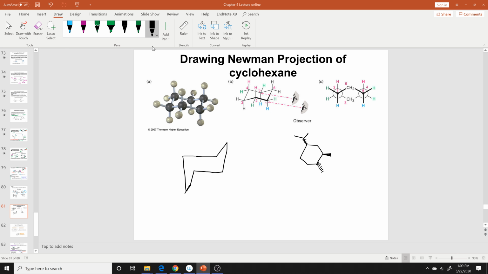So I'm going to change this structure into a chair conformation. As you can see over here, I changed it into a chair conformation. I don't like the drawing. Let me draw it in a better way. So change it into a chair conformation first, and then from the chair conformation, we're going to do the Newman projection.